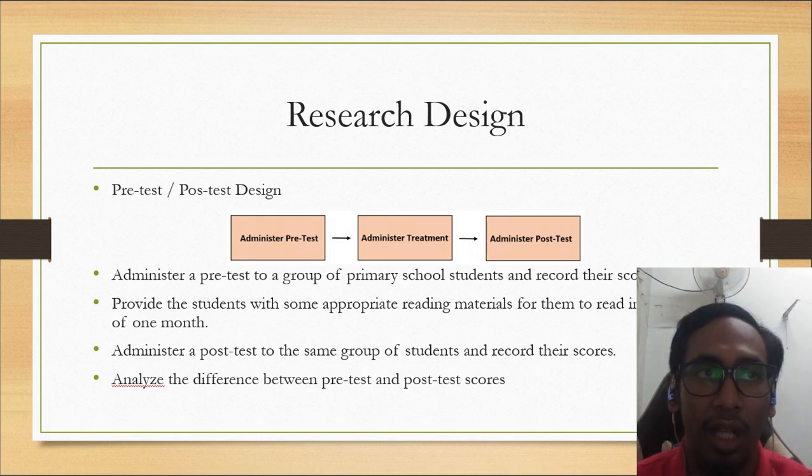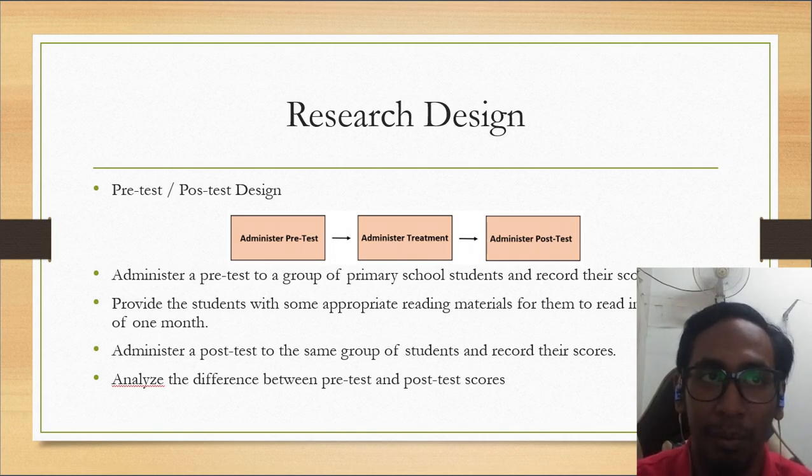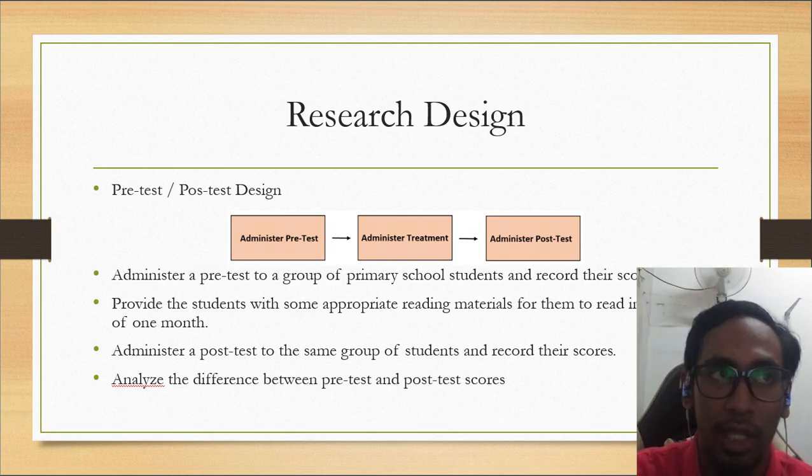For this test, like I said, I will administer a pre-test to a group of primary school students and record their scores. Next, I will provide the students with some appropriate reading materials, such as English storybooks, for them to read in the span of 1 month. And lastly, I will administer a post-test to the same group of students and record their scores. I will later analyze the difference of their scores between the pre-test and post-test.